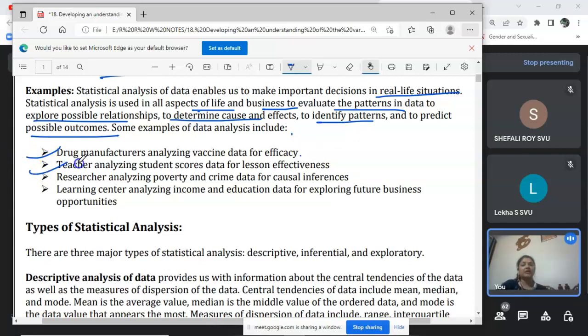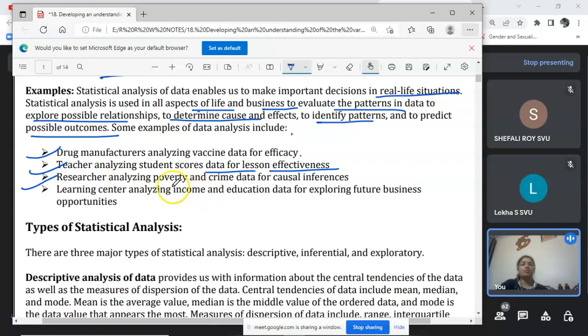Teachers analyze students' score data for lesson effectiveness. It's like she has taught a lesson and then she is taking the test because she wants to know the effect of her teaching.